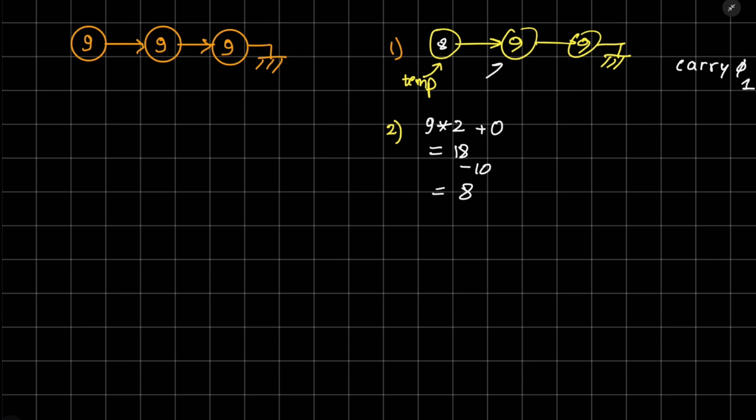Now we'll move our temp ahead. In this, we will again multiply this 9 by 2 and add carry. Now it's 1. So plus 1, this would give us 19, and subtract 10 from it. So this would give us 9. So now we'll update this by 9 only. It is already 9.